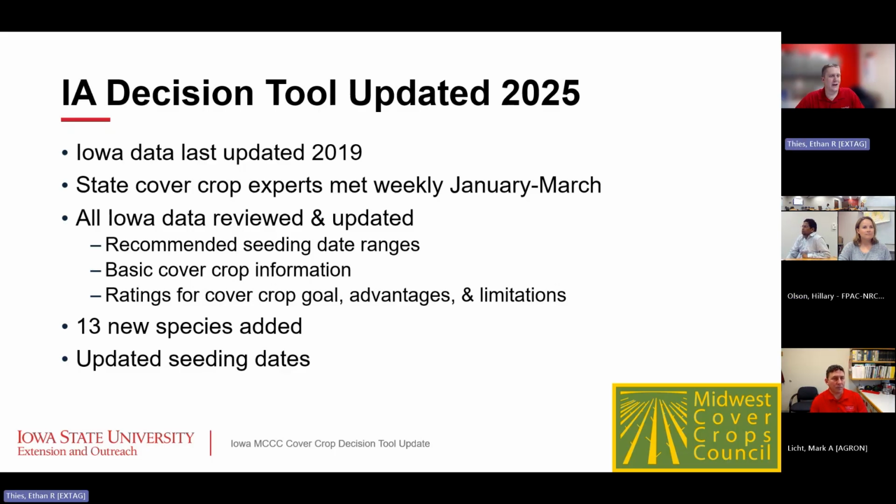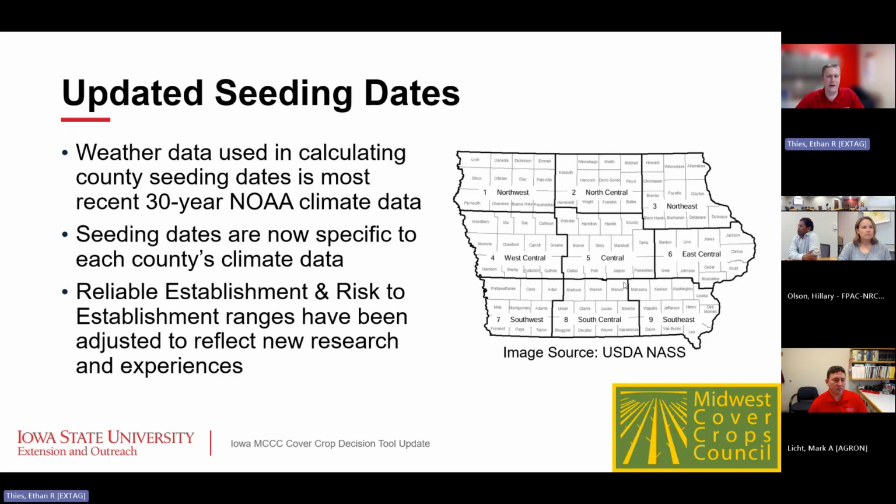Sounds great. And we can be sure to put out that information when you have it to our listserv as well. The seeding dates in the tool, which are now updated, we'll talk a little bit about how those seeding dates have changed as well. So the decision tool uses NOAA weather data to calculate the seeding dates for each county, which has been updated to reflect the most recent 30 years of climate data since the last update.